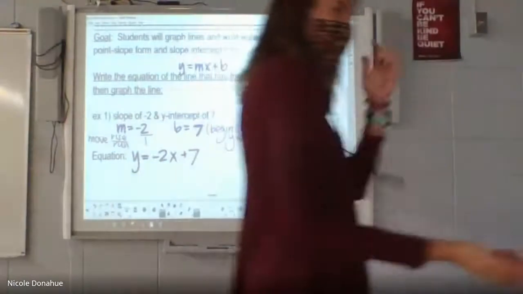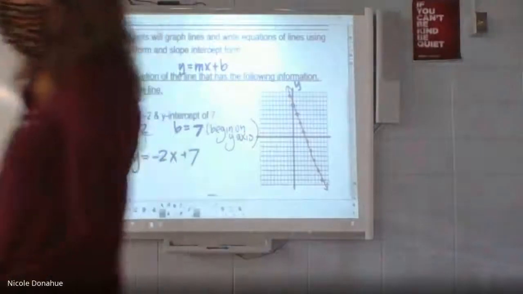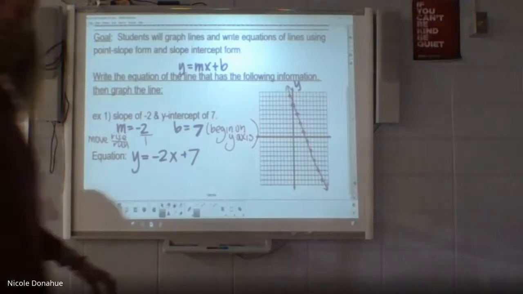Now it works really nicely when the slope is a nice value, like a nice fraction like that, and the b is a nice value. That's not always the case. So if we look at the next example, this one's a little bit tricky. So we'll talk about this next one here. Is everyone good with this first one?